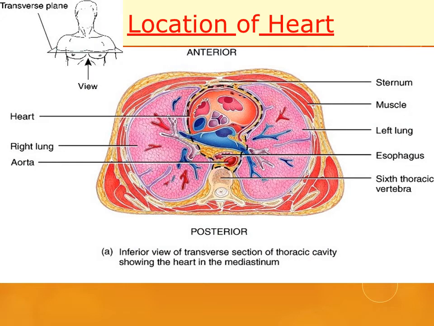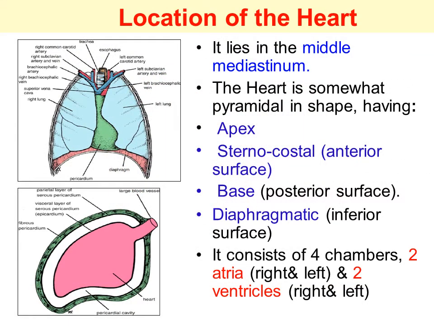So if we see the location of heart, anteriorly we have sternum. These are the thoracic wall muscles. This is left lung. This one is the right lung. This is the heart. It lies in the middle mediastinum. The heart is somewhat pyramidal in shape, having apex. This is the apex. Sternocostal or anterior surface.